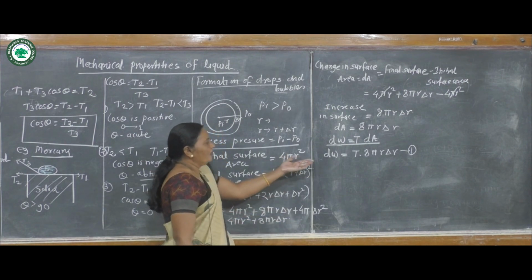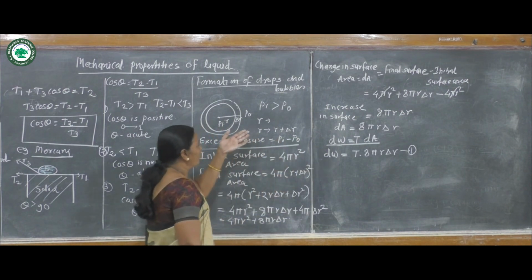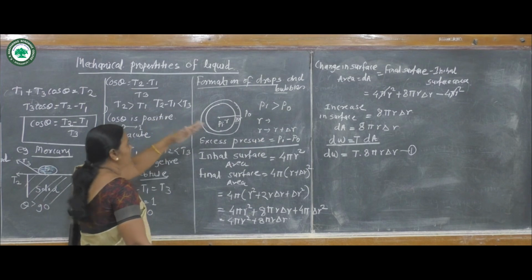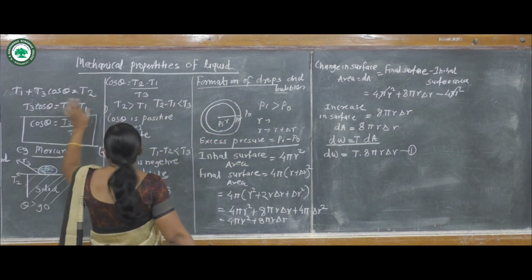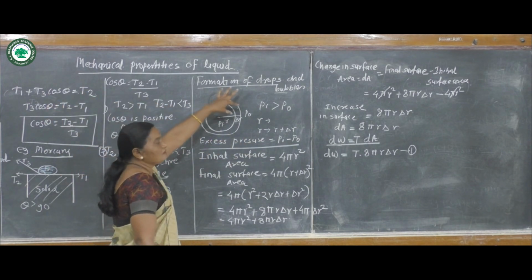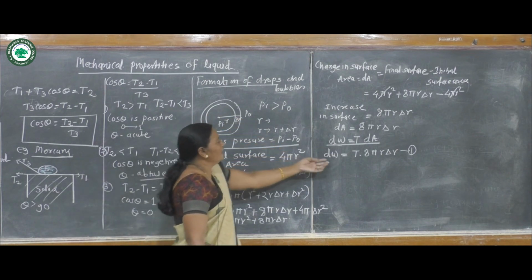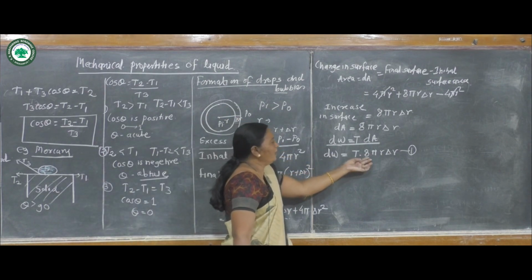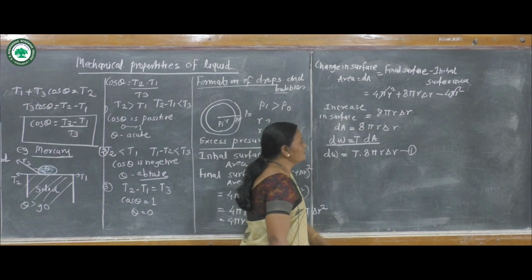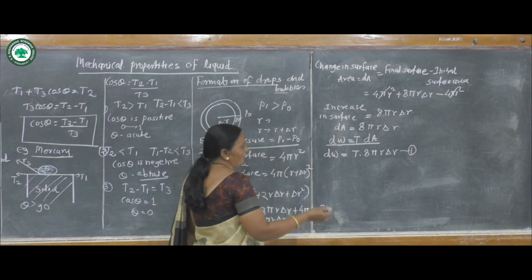Now again, we can find this value of surface energy or dW for this soap bubble, or these drops, and it is dW is equal to T into 8 pi r delta r. This is called equation number 1.